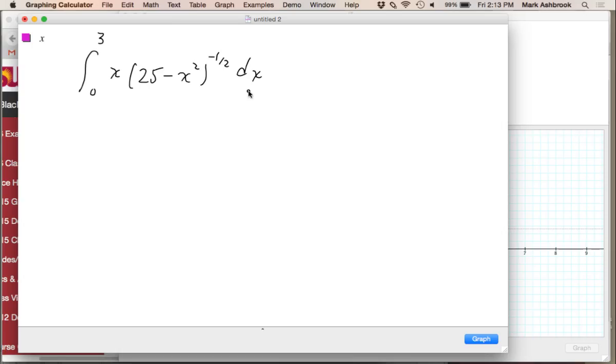Did I get it right? Was it x over the square root of 25 minus x squared? Okay, yeah, so this one is undoing the chain rule. It may also look a little bit like arc sine, but because of that x, it's not. But we see that this is essentially the derivative of what's inside there.